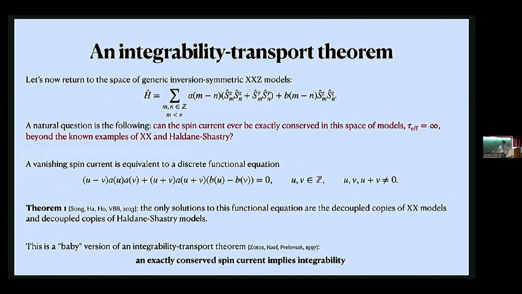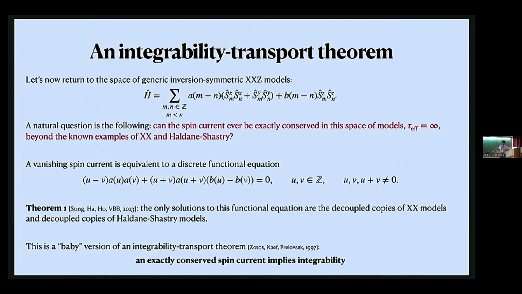Okay, so in my remaining time, let me just talk about some of these more rigorous investigations that we did for fun. So you can return to this space of generic inversion symmetric XXZ Hamiltonians. And one thing we were worrying about is, was it possible that Mirzaevsky et al. were near a new integrable model that no one knew about, and maybe we'd somehow missed? So we investigated whether the spin current could ever be exactly conserved in the space of models, maybe for some model that we didn't know about.